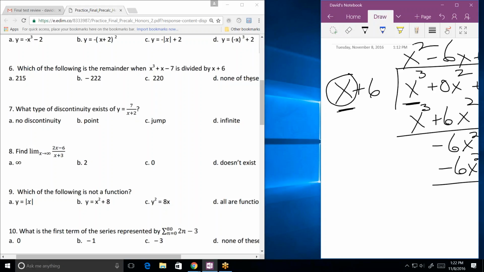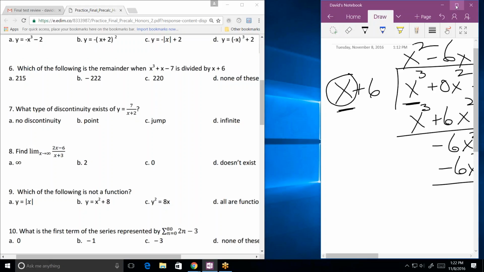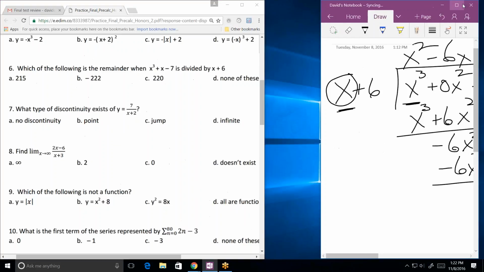But the fact that they had none of these on there, I might have chosen that as the answer if I was doing it. Because the first time I did it, I got like 222 or something like that. I got an answer that wasn't on there. So I'd have been inclined to choose none of these. But the fact is that when I rechecked my math, I got 215. And that answer is on there.